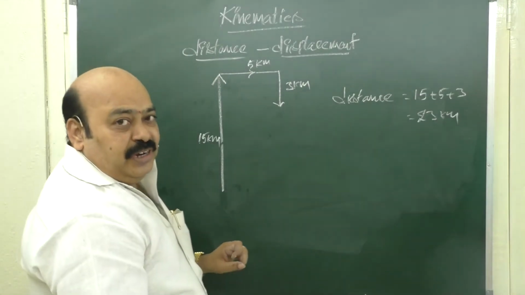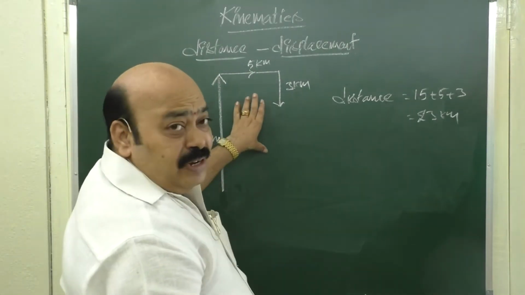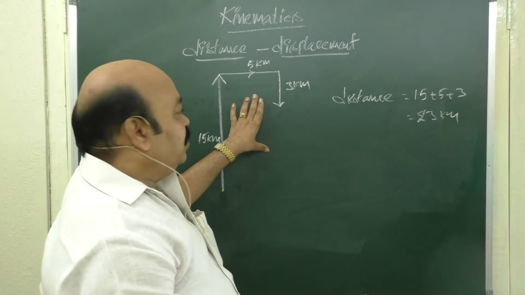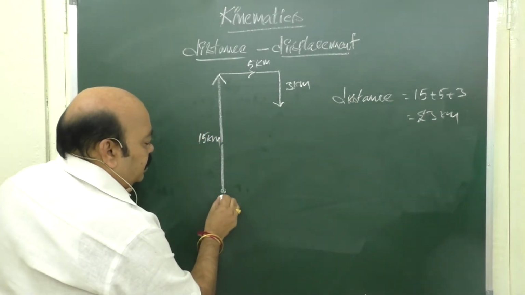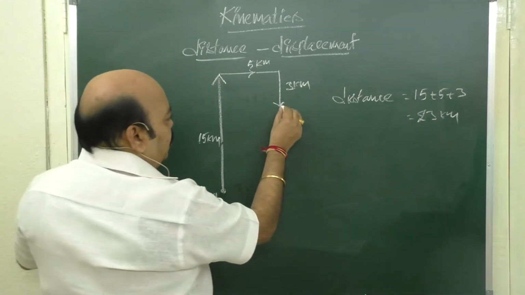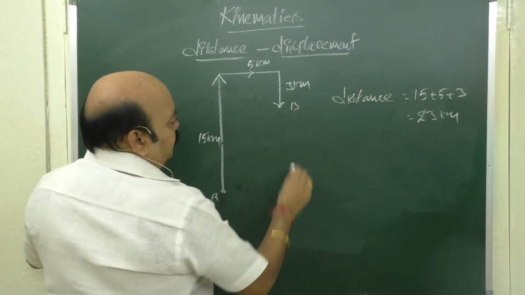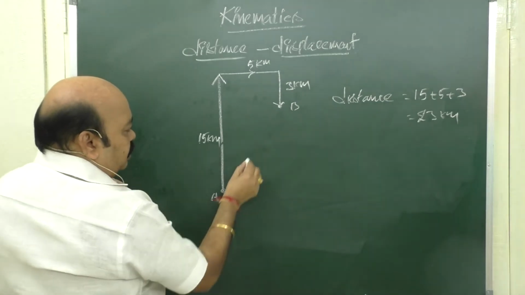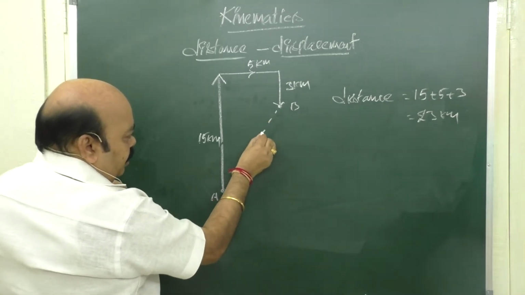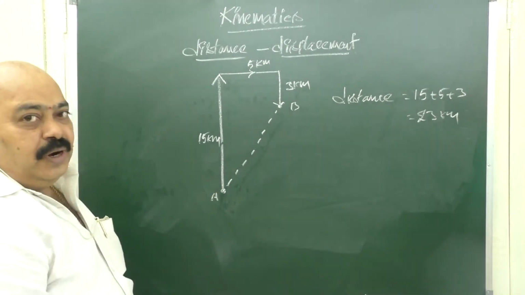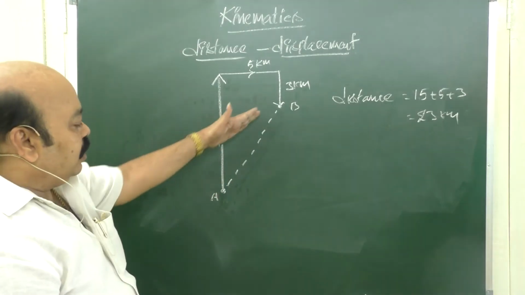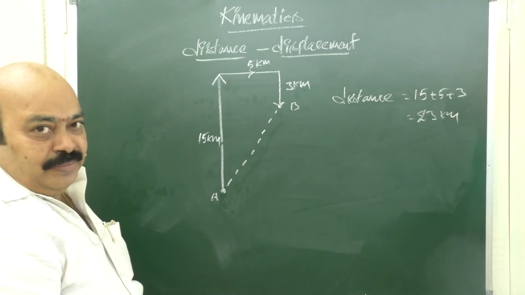What is the displacement? Here it depends on simple geometry. See, what is the initial point? Let us suppose this point is A. What is the final point? Let us suppose it is B. You have to find out the shortest distance between A and B, as we discussed in the definition part. This dotted line represents the shortest distance between A and B.